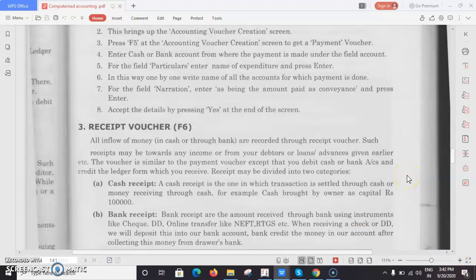Payment means cash is going out, or your bank balance is reducing. In case of receipt, it is the reverse: your bank balance is increasing or your cash amount is increasing. Think of cash receipt: the one in which the transaction is settled through cash, or money is received through cash. For example, cash brought by the owner as capital, 1 lakh. Cash account debit to capital, so cash is coming into the business. So it is a receipt. Bank receipt means it is through NEFT, RTGS, online transfer, cheque, DD. All this comes under bank receipt. Cash receipt, bank receipt: this is receipt voucher.